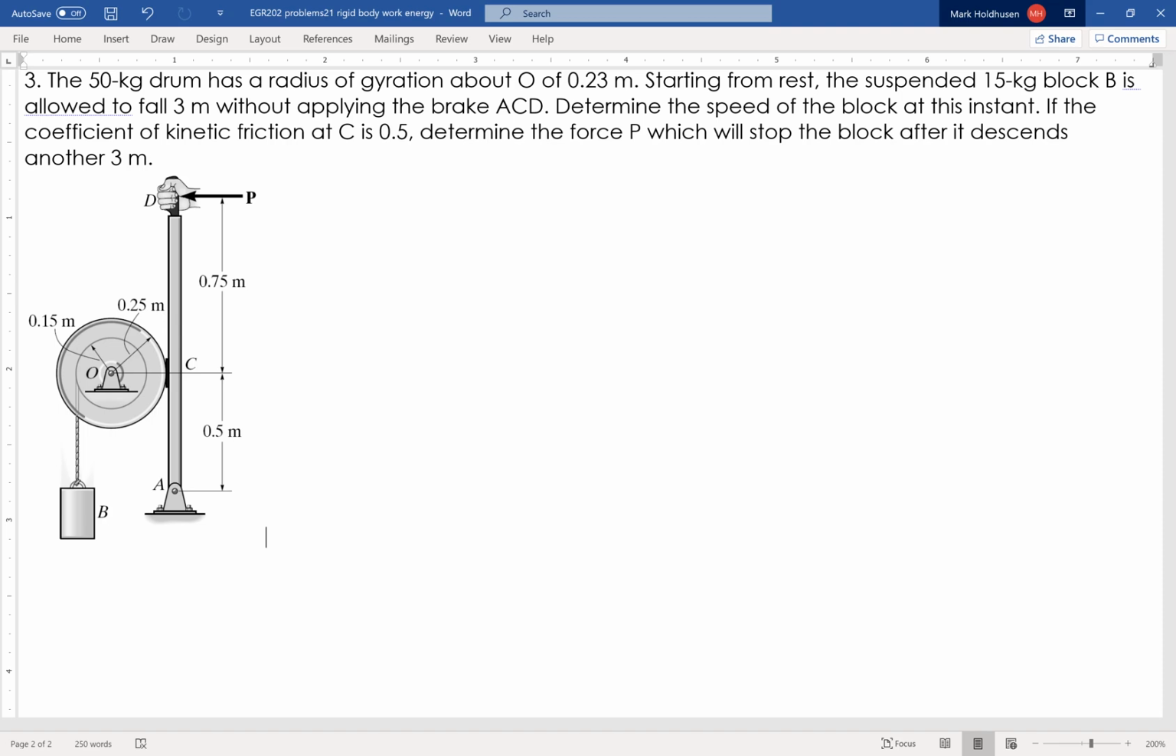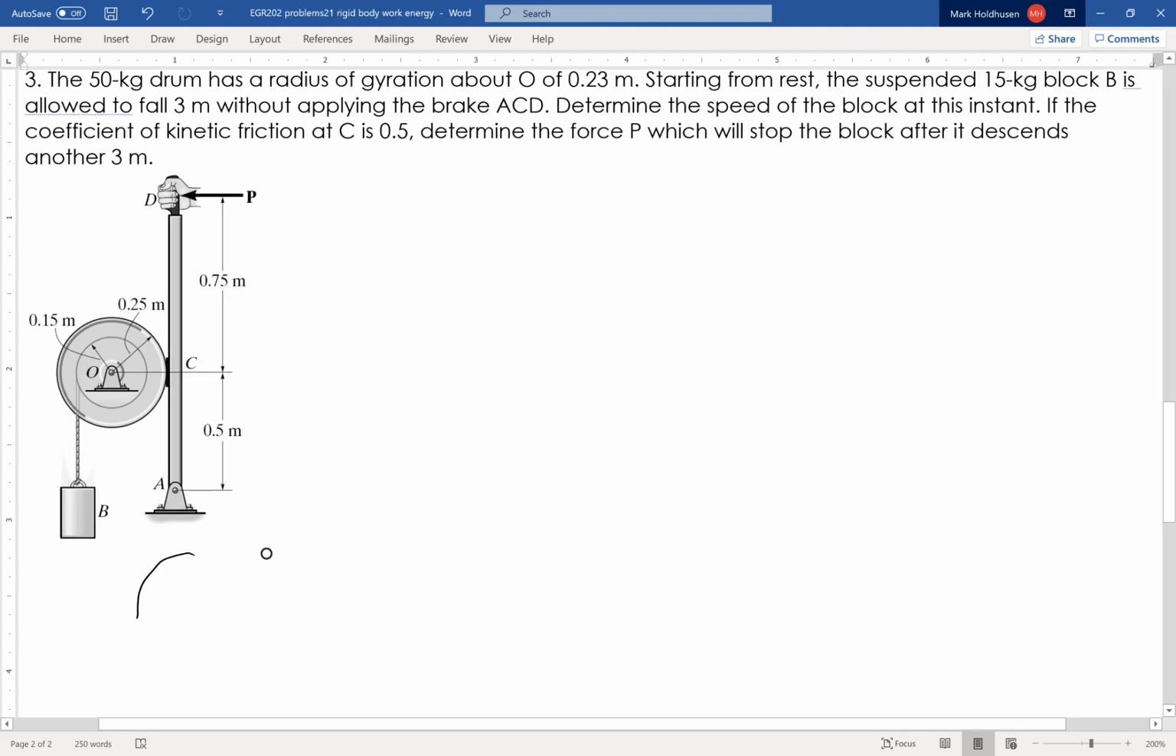Okay, so again, this is positions. It falls 3 meters, falls another 3 meters, starts at rest, goes to some velocity, stops at rest. So again, it's going to be energy on this because it's position and velocity. So I'm going to start by drawing this guy right here. I've got an inner hub like this, and again, I've got a tension pulling down on this guy.